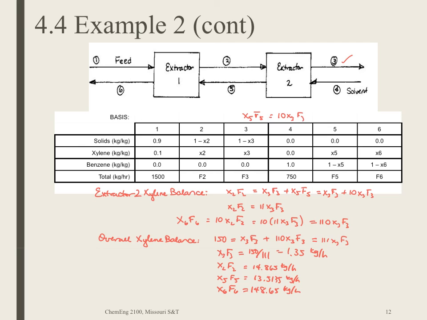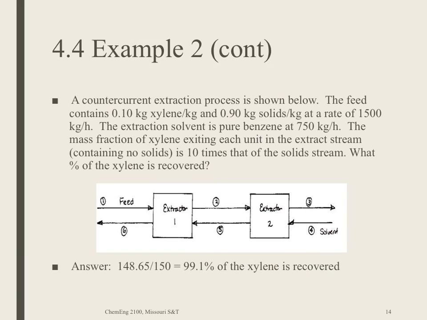I could then use that information and manipulate variables to find some of the other quantities. But at this point, I actually am ready to answer the question, because remember that the question was, how much of the xylene is recovered? So how much xylene is in stream 6 compared to how much was in stream 1? And fortunately, I've got those numbers. 148.65 exited in stream 6, 150 entered in stream 1, and so therefore 99% of the xylene is recovered.